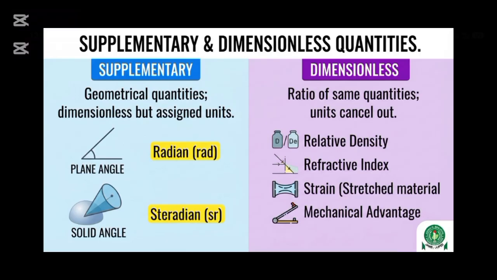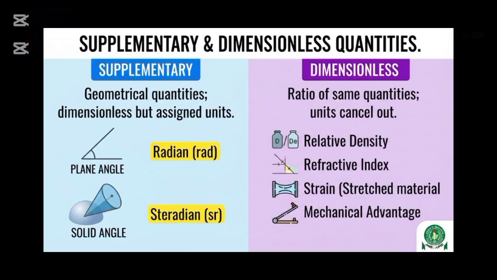Another type of quantity is the dimensionless quantity. Apart from the supplementary quantities, the ratio of the same quantity or unit will always cancel out. An example of a dimensionless quantity is your relative density, where both densities are in kilogram per meter cubed. We have refractive index, where both are angles. We have strain, we have mechanical advantage, etc.